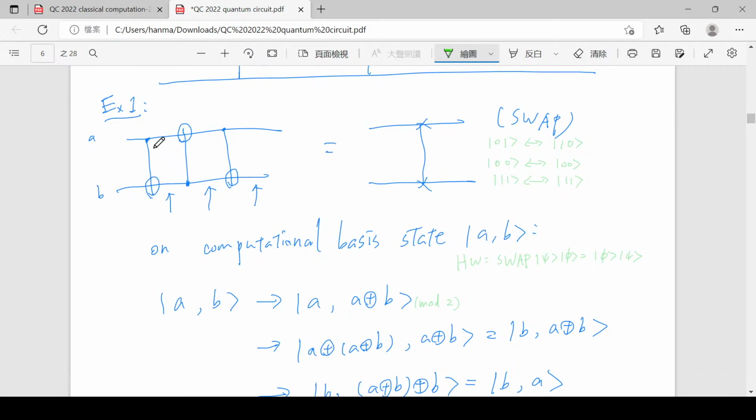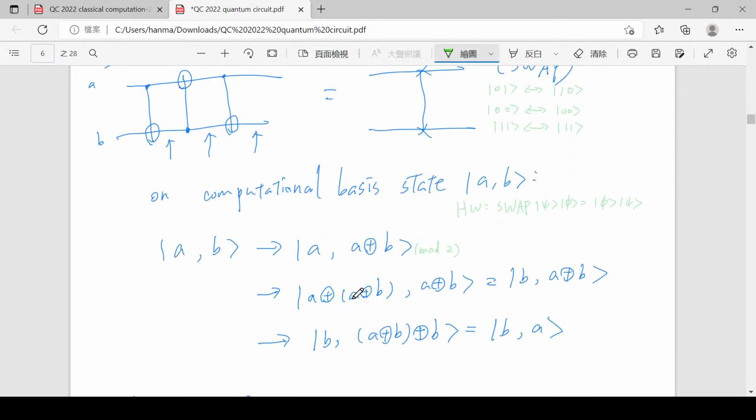Then let's check how this works. With A, B as input, when the circuit is calculated to here, it should become A and A plus B, just because of the CNOT formula we derived. Then on the second time slice, the second qubit is the control, so it should stay A plus B, and the first qubit should be A plus (A plus B).